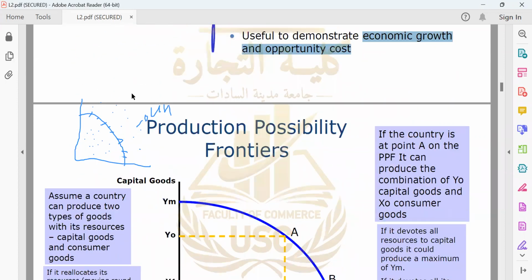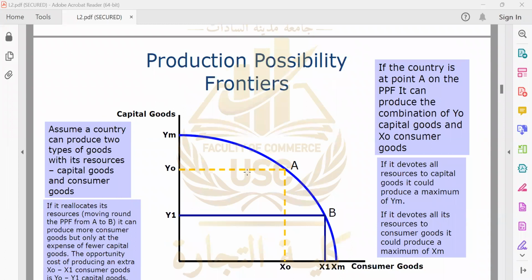The production possibility frontier shows us two goods. If we assume that a country produces only two goods, capital goods and consumer goods, then we are assuming that a country can produce two types of goods with its resources. So we allocate our resources between producing these two goods.